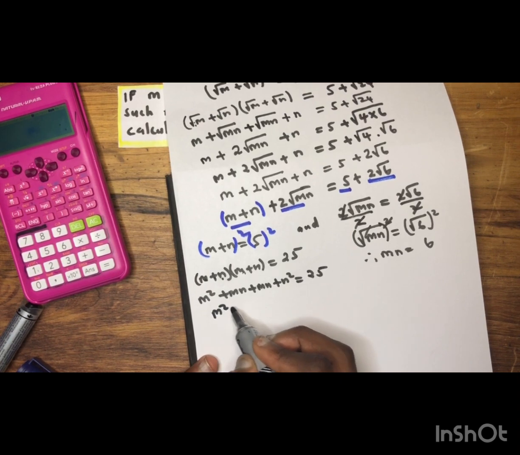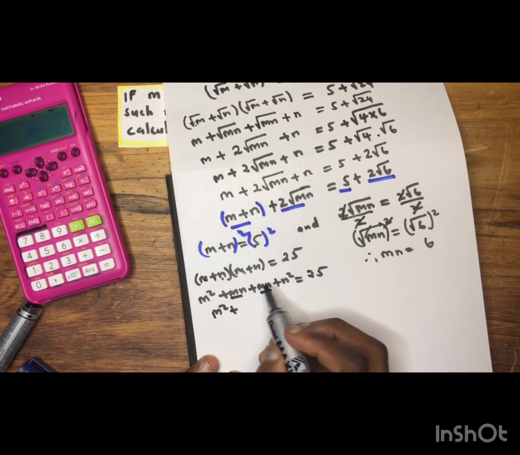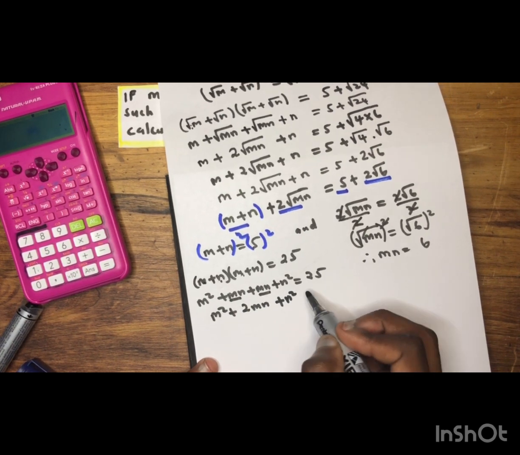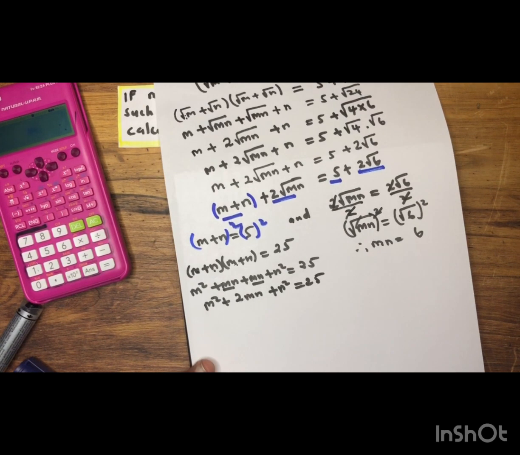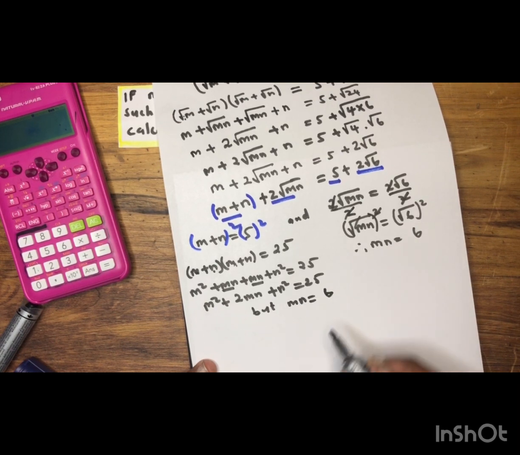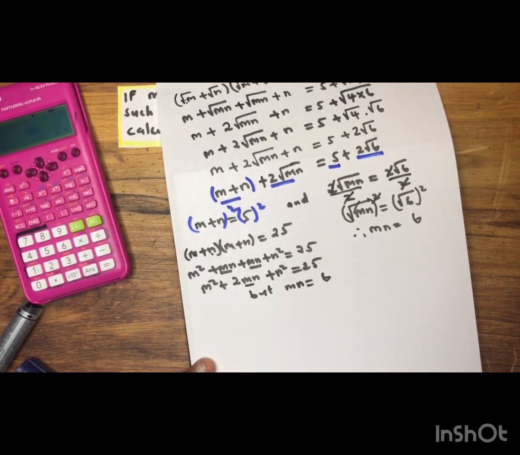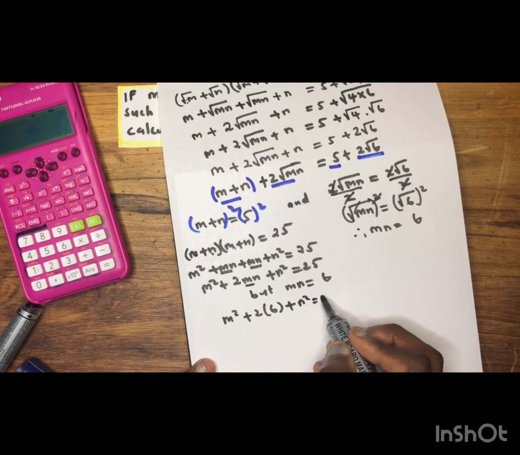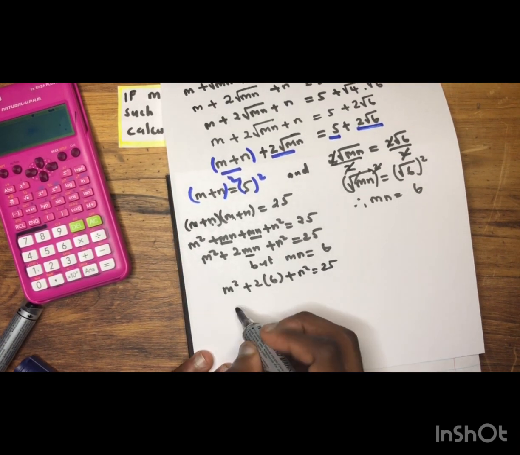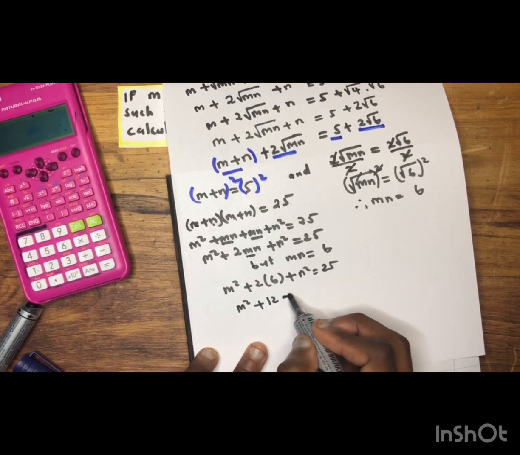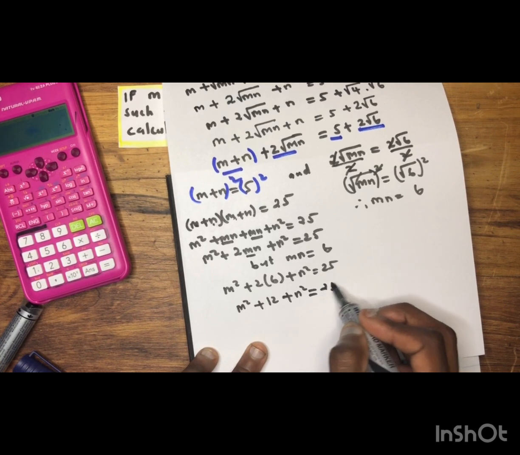Right, so this is m squared plus, sorry, mn plus mn, you get 2 mn plus n squared equals to 25. But mn, guys, is equal to what? To 6. So here in place of mn we put our 6. So we have m squared plus 2 into 6 plus n squared equals to 25. So 2 times 6 you get what? 12 plus n squared equals to 25.